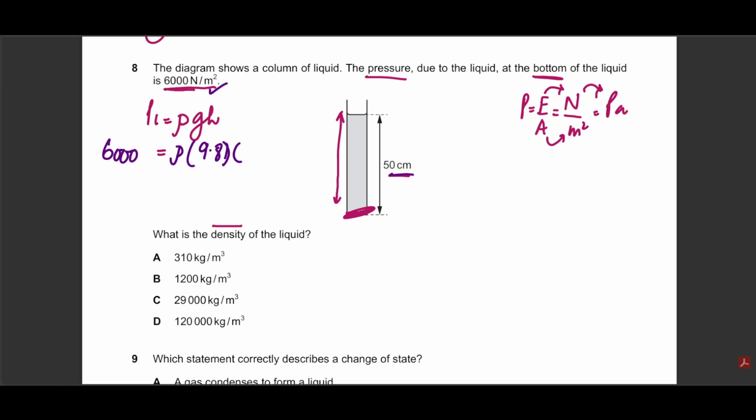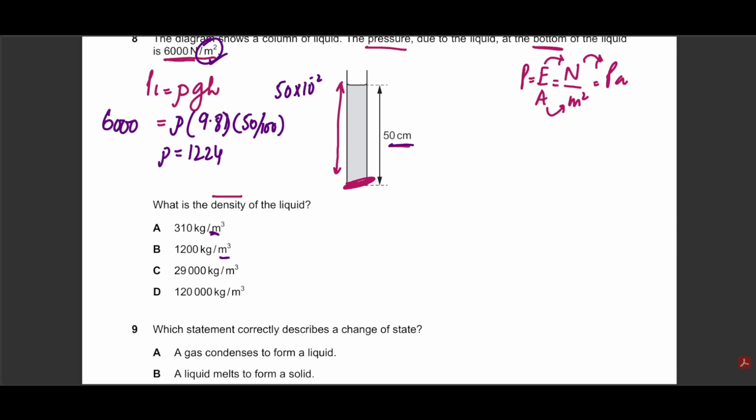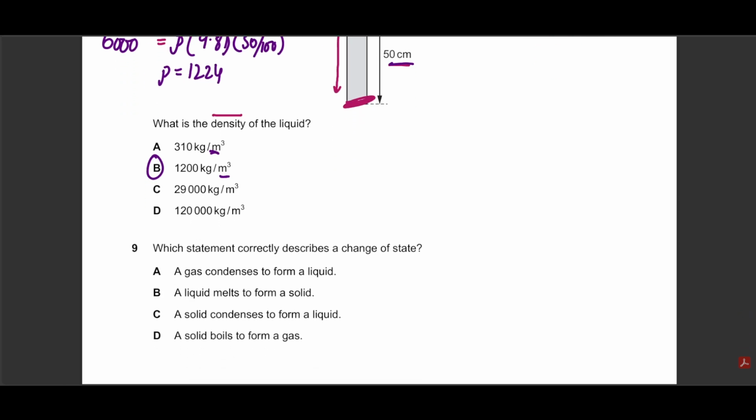Now again, be careful. The whole question is dealing with meter squares, and even the answers in the density are dealing with meter cube. That is a hint to you that all the distances or heights, lengths, parameters of lengths need to be converted into standard format. So 50 divided by 100, or you could have written down 50 into 10 to the power minus 2. This would give you density's answer to be equal to 1200. If you find the exact answer, this will be 1224, but of course we don't have that liberty. We have to narrow down to two significant figures. It will be option B.